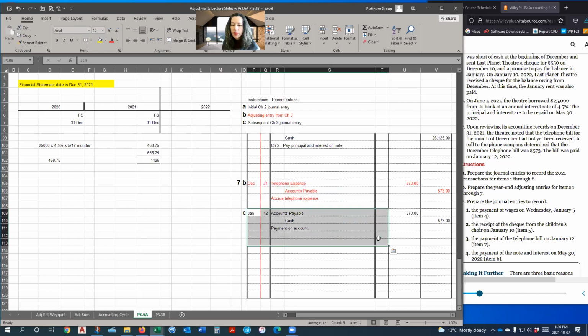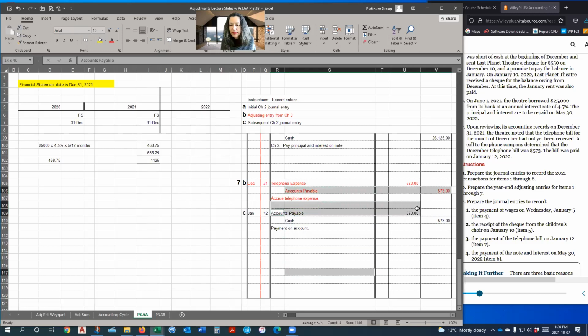Now on January 12th, when they pay it, cash is going to go down the $500, and it's going to come out of accounts payable. That amount that we owed is now being paid.